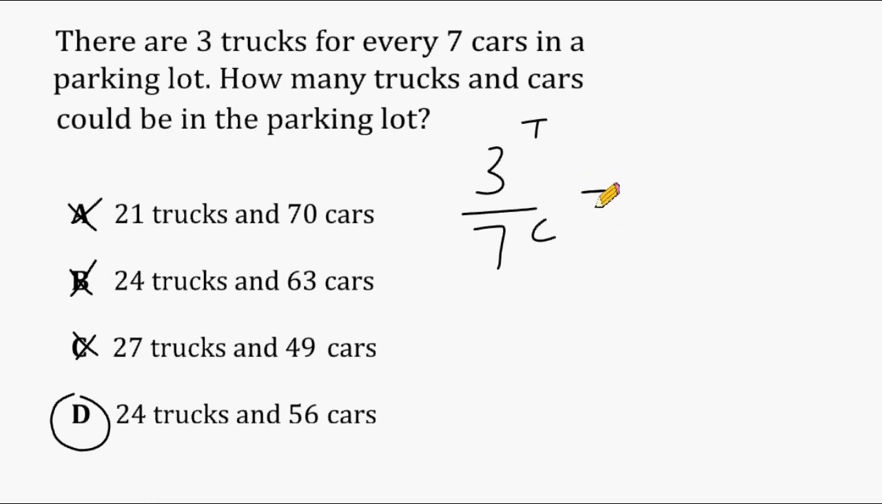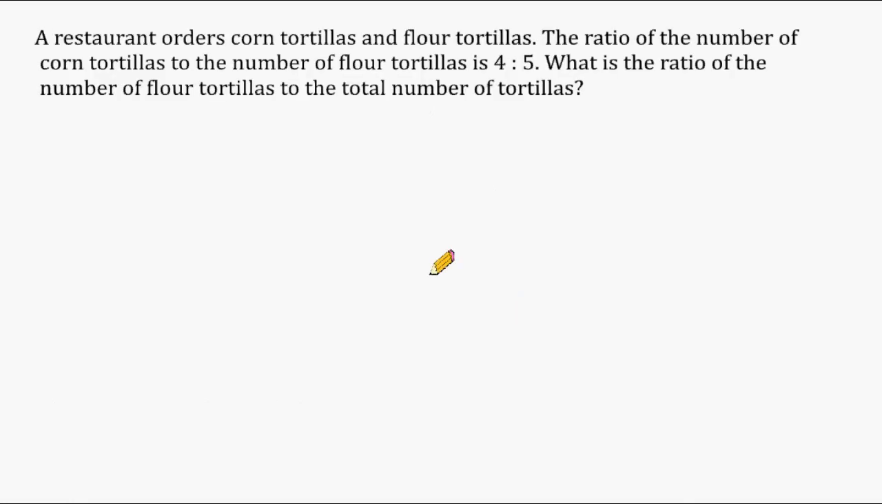So choice D states that the lot has 24 trucks to 56 cars. Well, 3 times 8 is 24, and 7 times 8 is 56. Because both numbers increase by the same factor, the result would be a ratio that is equivalent to the original. All right, let's go ahead and do another example.